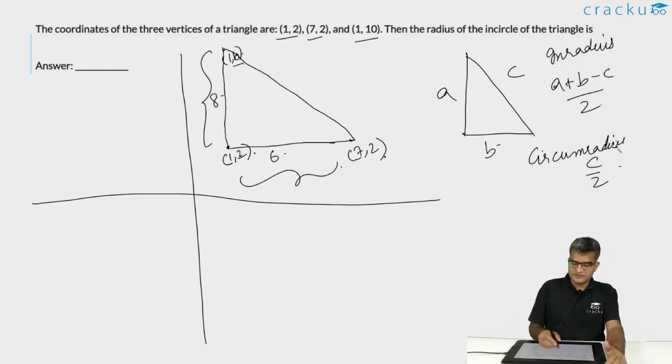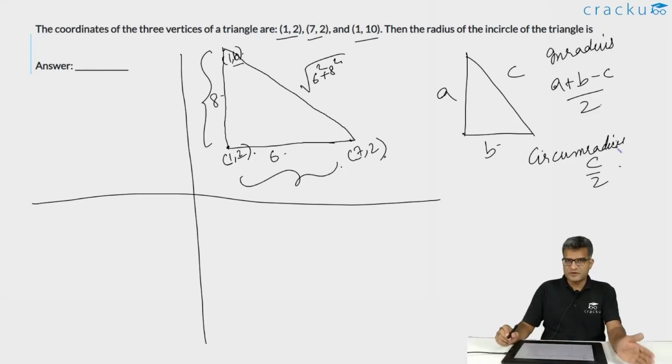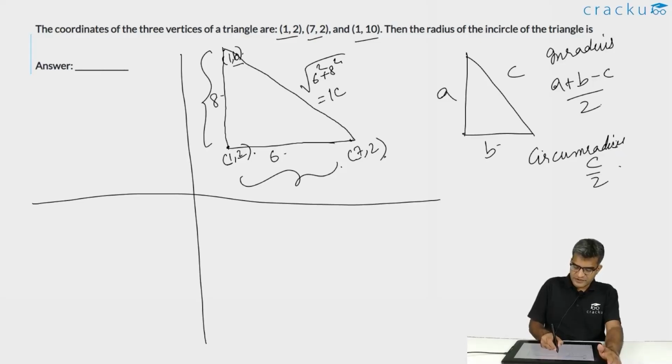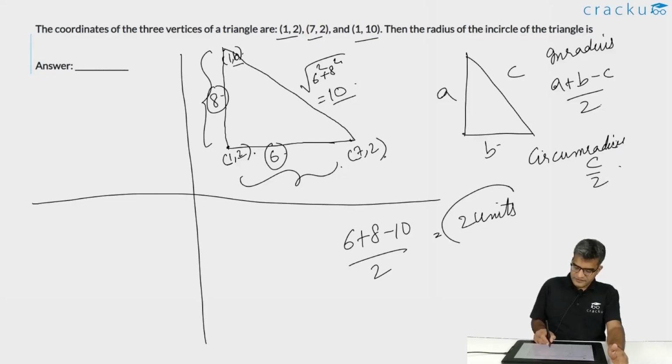Therefore, the hypotenuse will be square root of 6 square plus 8 square, which is square root of 36 plus 64, which is equal to 10 units. So now we can calculate the inradius of this triangle, which will be (6 plus 8 minus 10) by 2, which is equal to 2 units. So the answer for this question is 2.